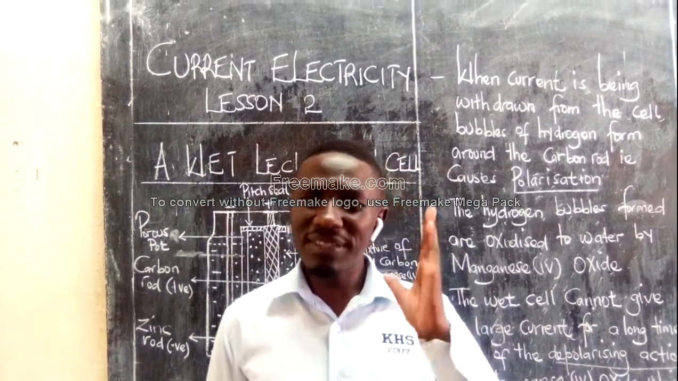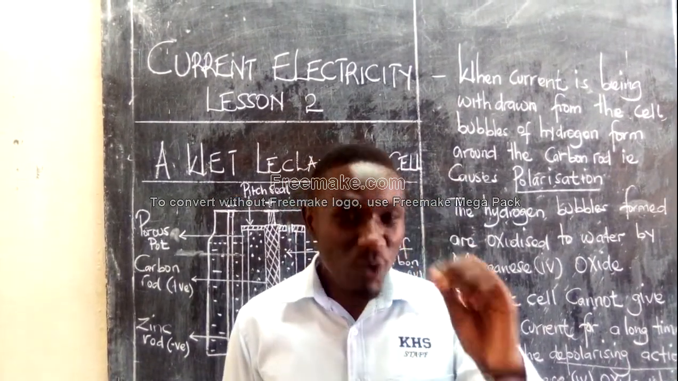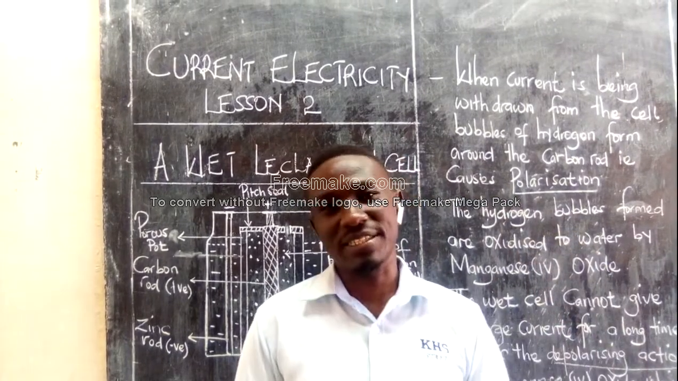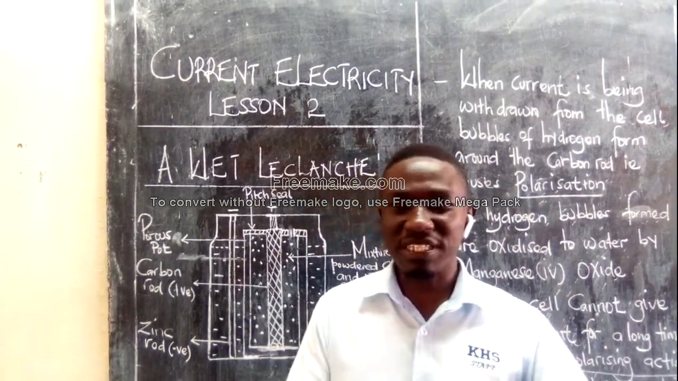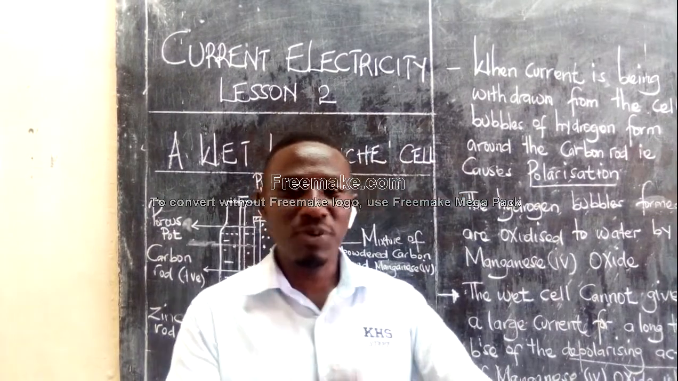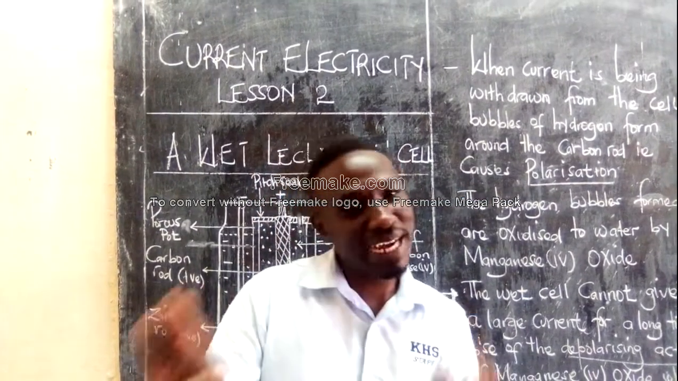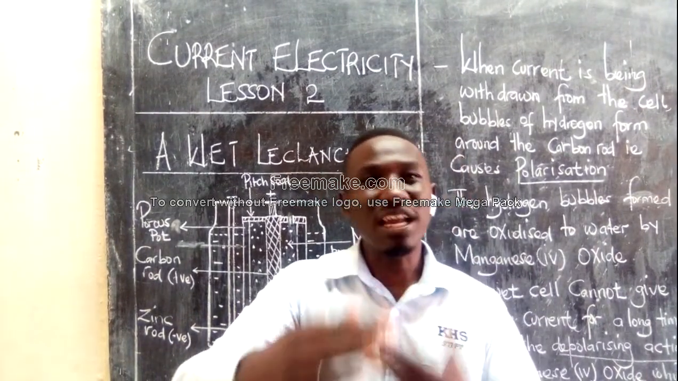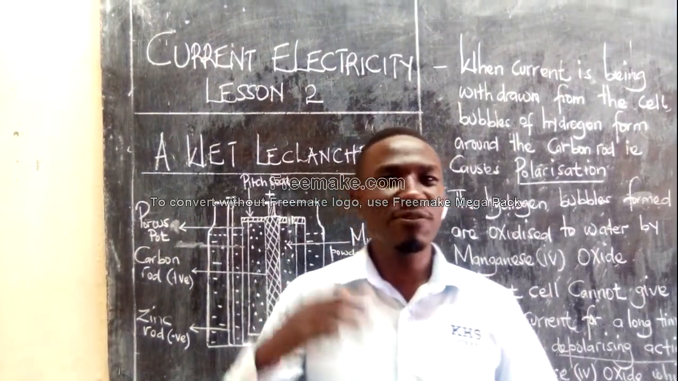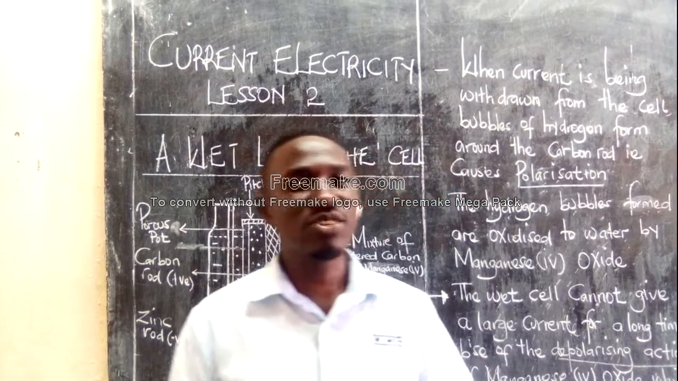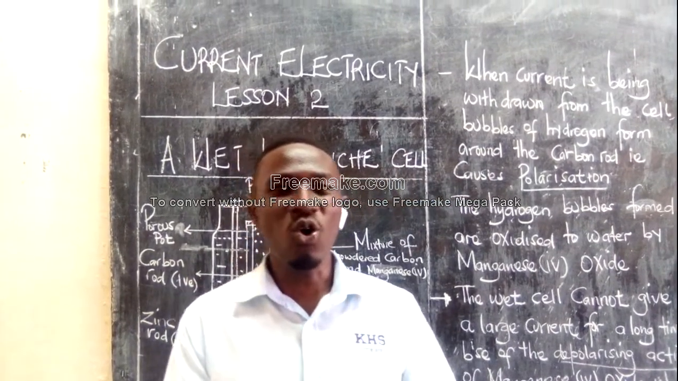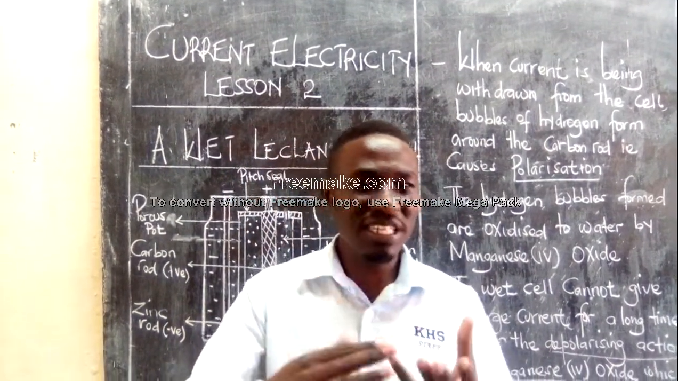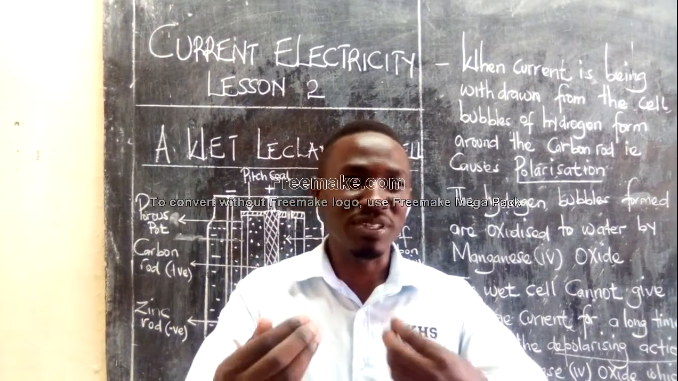We also looked at different methods or ways of how we can minimize those defects. Like for polarization, we said you can add what we call a depolarizing agent, manganese(IV) oxide. Then we also said that you can brush regularly. Then for local action, we said you must use pure zinc, or you can rub clean zinc with a small globule of mercury.